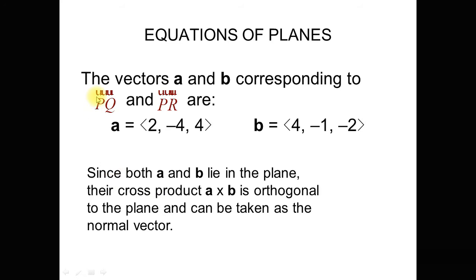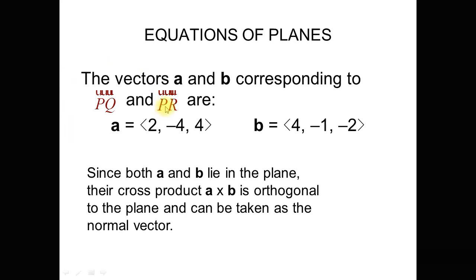The vector PQ is represented by this small a, and PQ means Q minus P. Subtracting the P coordinates from the Q coordinates, we obtain a vector a whose components are 2, -4 and 4. Now construct another vector PR. PR means R minus P.